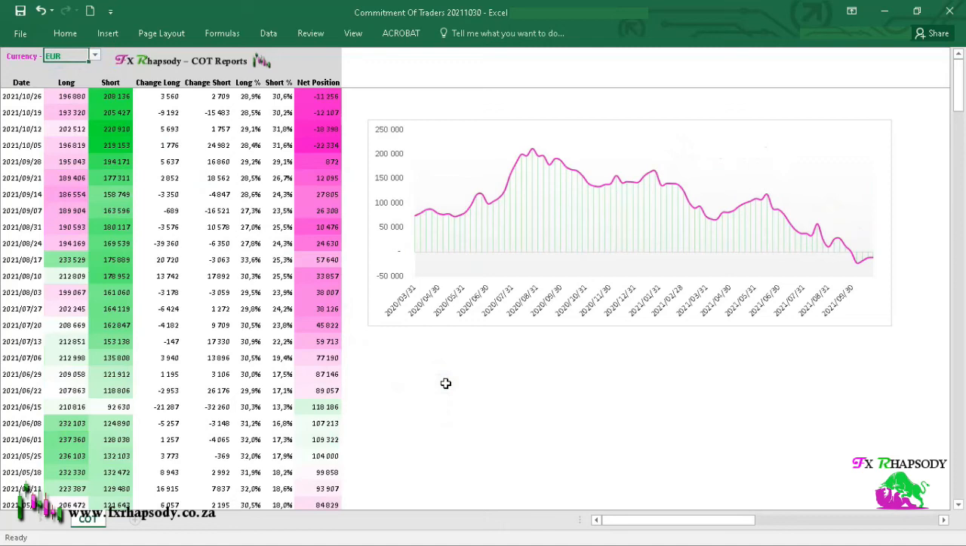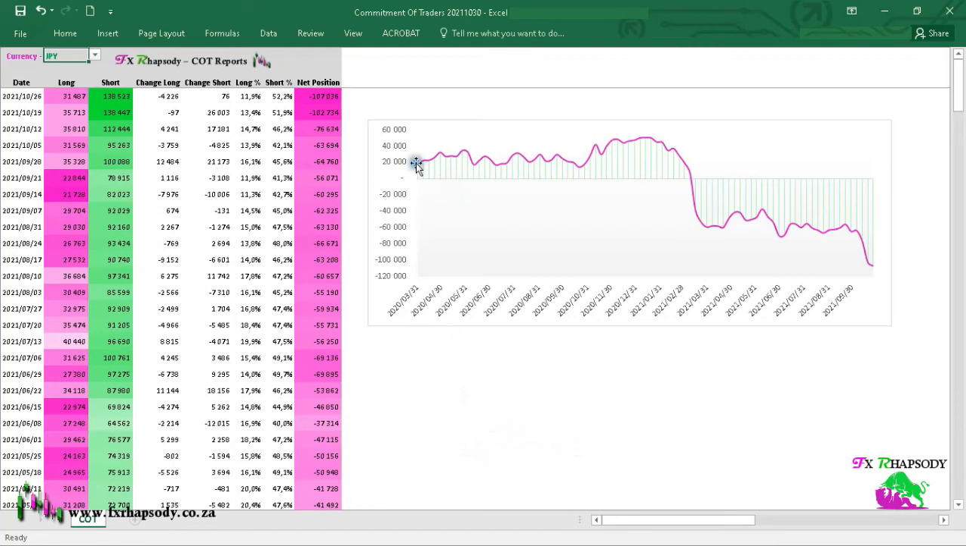Don't just look at the Japanese yen and the COT reports, and especially this graph that I've put in here, and see this graph falling and go, okay, cool, I'm just going to short all the currency pairs with the yen in. You cannot go and short the US dollar Japanese yen, because it's just going to be the opposite way. So guys, please keep that in mind.